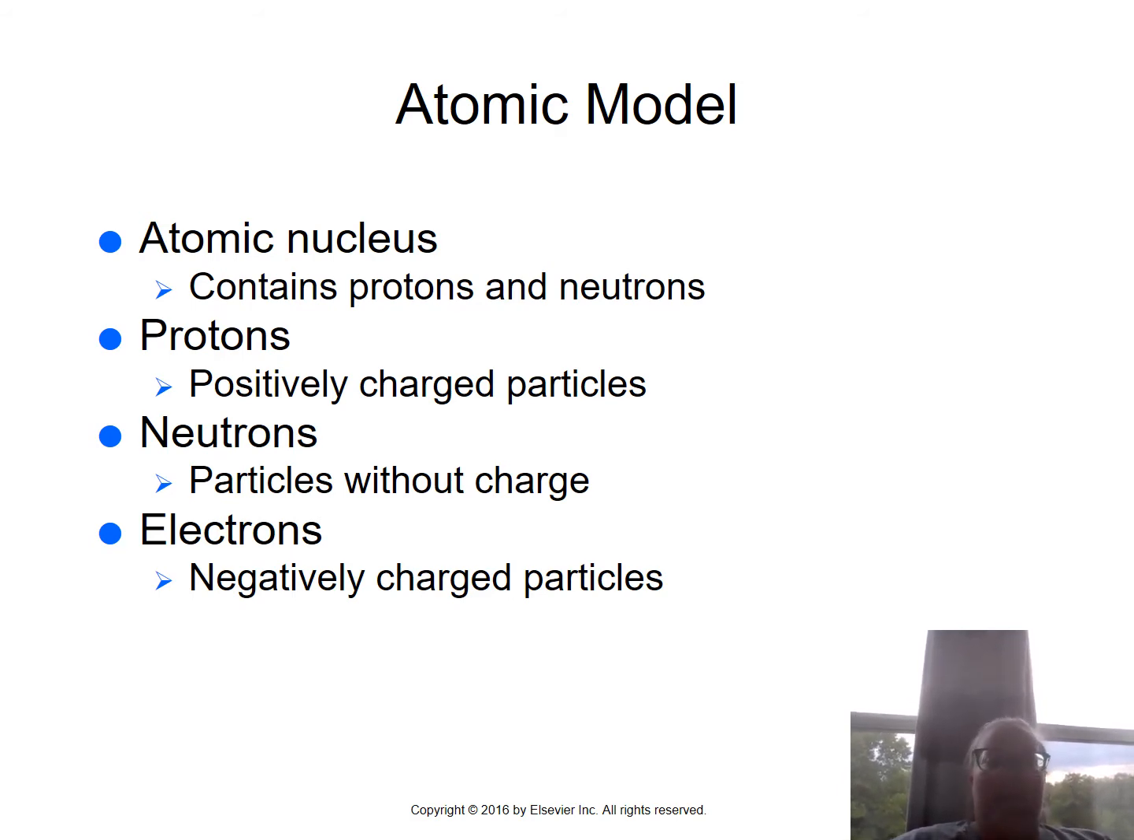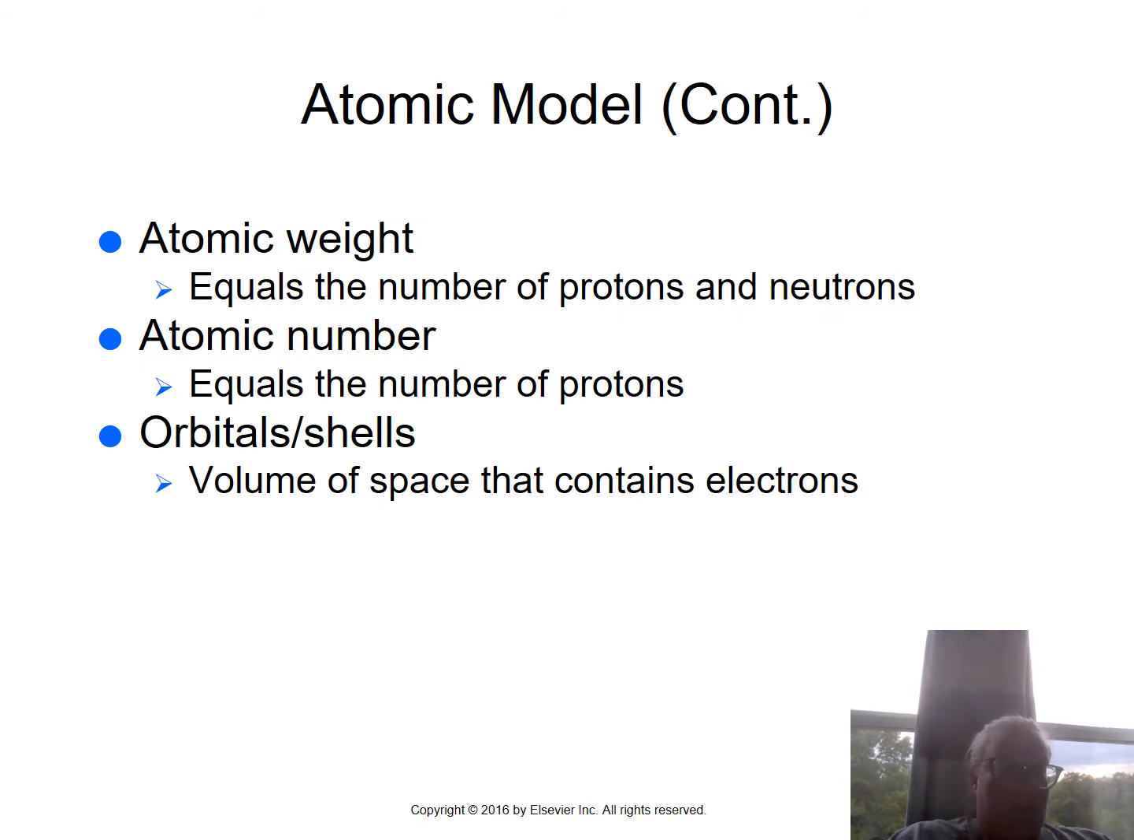So all atoms have the same fundamental structure consisting of a center or atomic nucleus and surrounding shells. Due to the different number of subatomic particles, each element has its own characteristic atomic structure. When we talk about the atomic weight, we are talking about the number of protons and neutrons. So the total of the protons and neutrons, both things, is the atomic weight. And when we talk about the atomic number, that is just the number of protons.